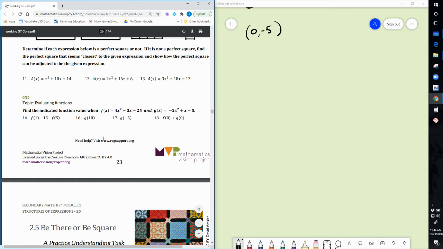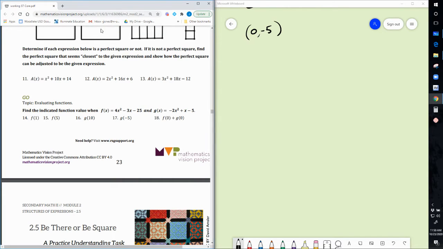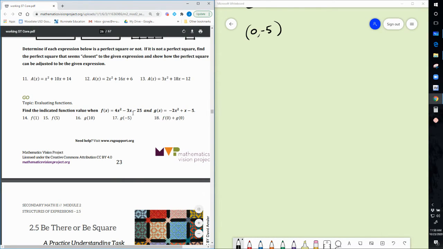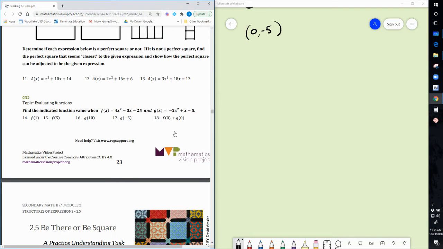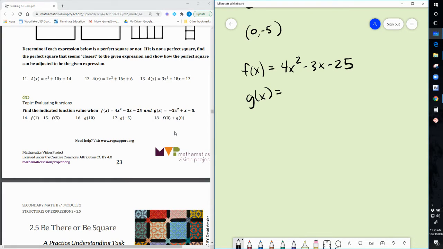All right, 14 through 18 is just function notation. It gives 2 equations. You'll see one of them is right here, f of x equals 4x squared minus 3x minus 25, and the other one is the g of x equation. Just a really quick rundown: let's say I gave you one of those equations, so let's just do 4x squared minus 3x minus 25, and I'll write them both here for you. That way we can talk about them.